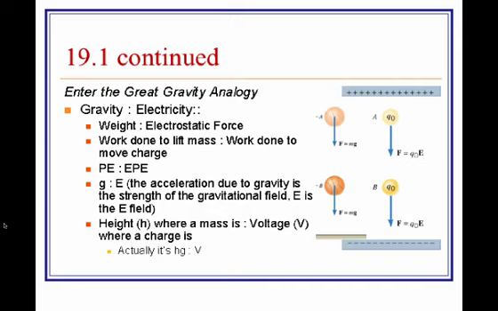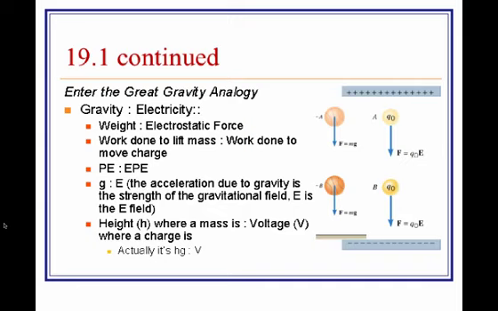Once again, potential energy is just stored energy due to position. So when we talked about gravitational potential energy, it was the energy of some object with mass due to its position relative to another object with mass. And so we always compare that to like the surface of the Earth. With charges and electric potential energy, it's the potential energy of some charged object due to its position within an electric field.